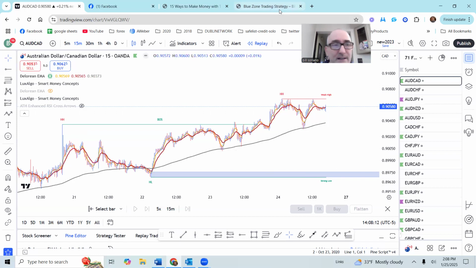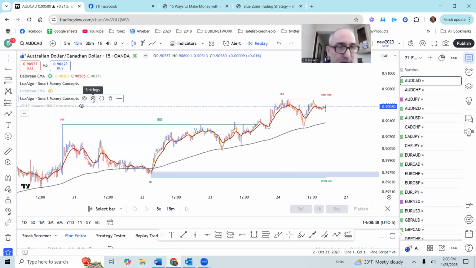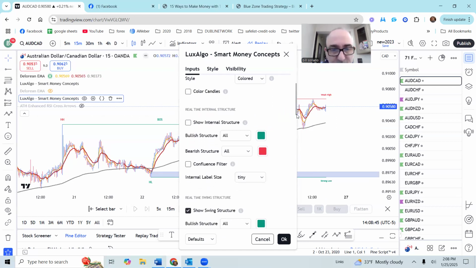And I show you how to set this up in video 1 on that page. But if you just were to look here real fast at the settings, you can see under inputs that I do not have the internal structure showing, right? That's the one where you don't have the internal structure showing. But here, this one has everything on. So we don't want to see the internal structure. We only want to see the swing structure.